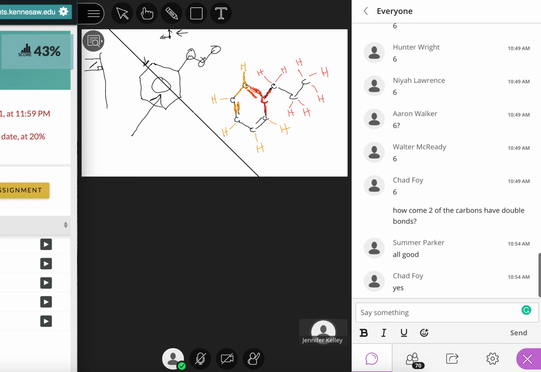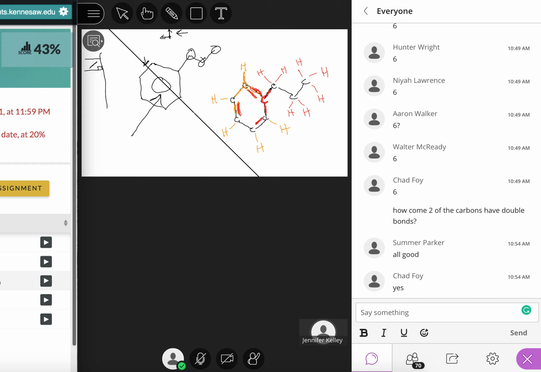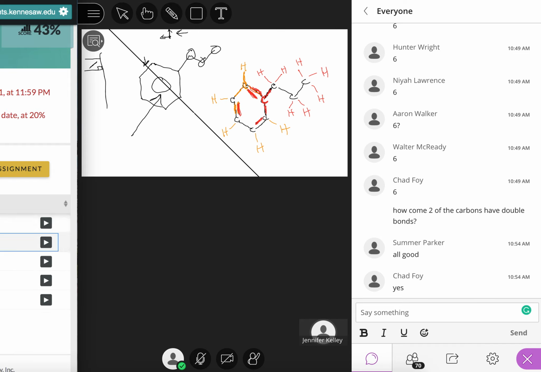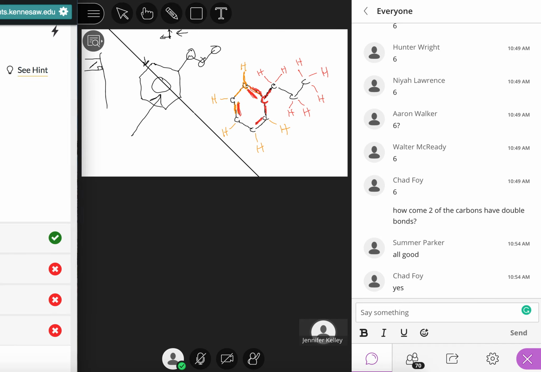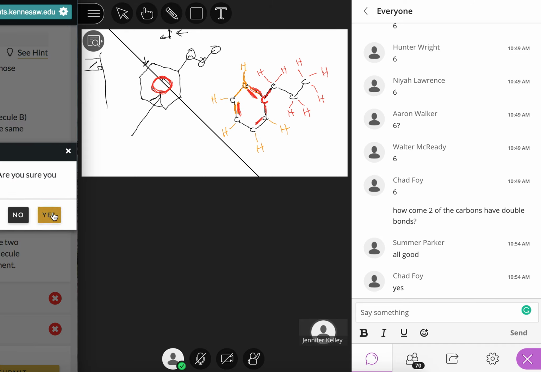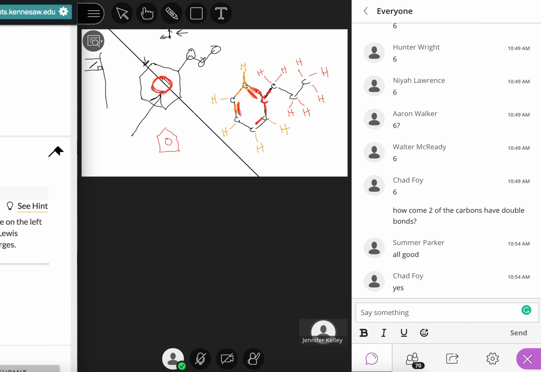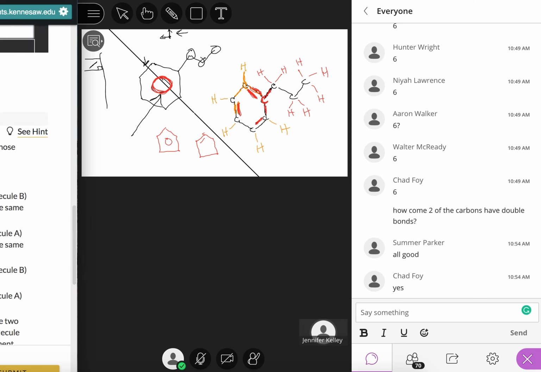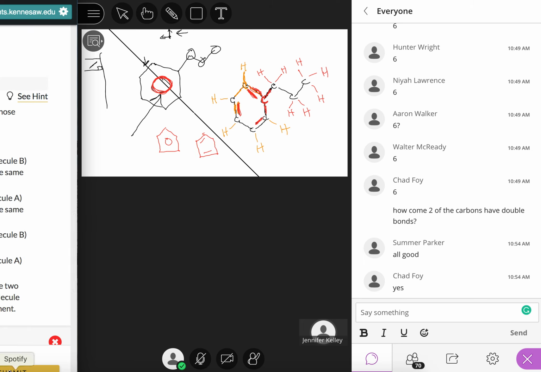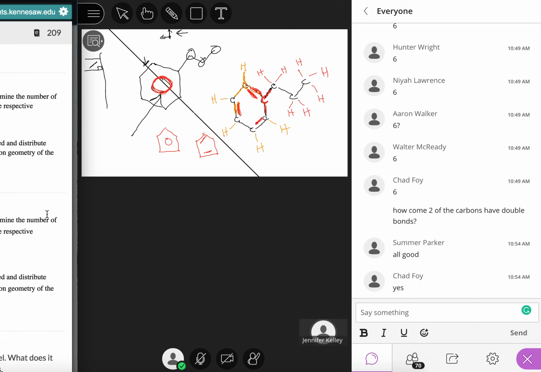How come 2 of the carbons have double bonds? You mean this one, and this one here? The reason that those have double bonds is because when we're looking at the original structure, we saw this circle. And anytime you have a ring structure with a circle, like even if we had a pentagon with a circle in it, that would mean that the pentagon is alternating double bonds. So double bond, single bond, double bond, single bond.